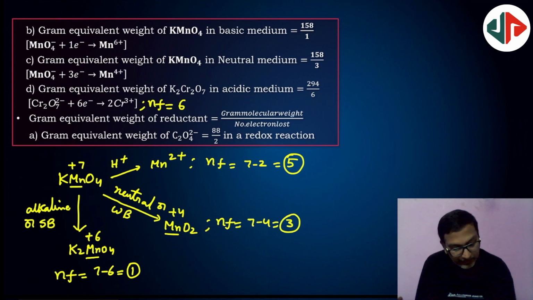Next, equivalent weight of reductant, we know: gram molecular weight by number of electrons lost, or we can take it as change in oxidation state. For oxidizing agent or reducing agent, change in oxidation state is n factor.